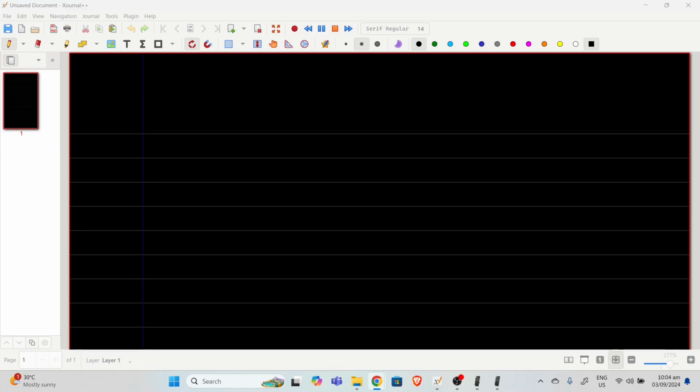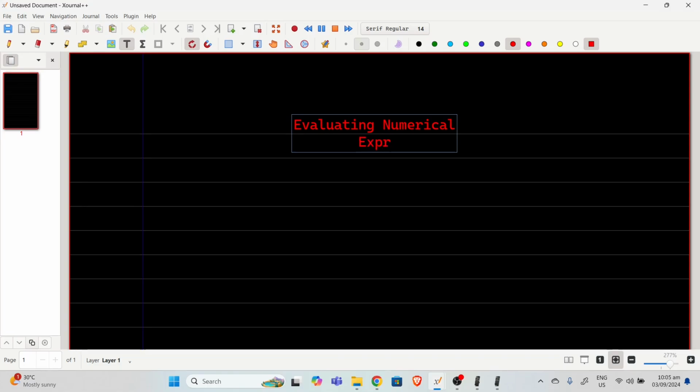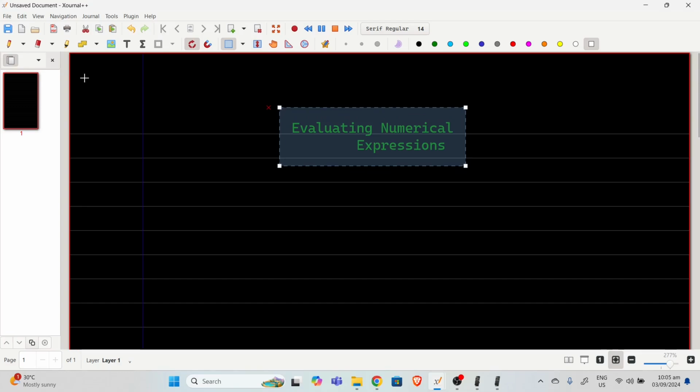Now, let's do the next topic, which is to evaluate numerical expressions. Just put that topic heading here. Evaluating numerical expressions. Alright, so we're going to be evaluating numerical expressions. I'm going to change this to blue. Like that. No, change it to green. Alright, so we're going to be evaluating numerical expressions.